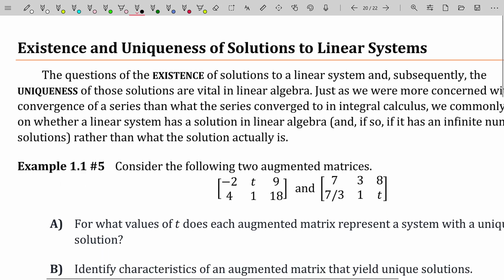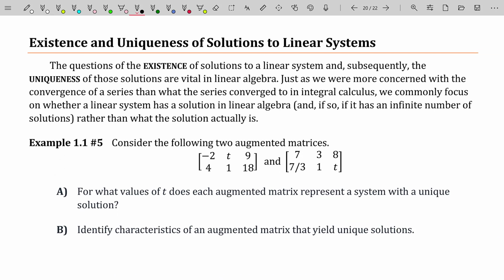As I told my students today, most of mathematics is very much concerned with these two questions: existence and uniqueness. Does a solution exist? If so, is it unique? So the questions of the existence of solutions to a linear system and subsequently the uniqueness of those solutions are vital in this course, actually in all of mathematics.